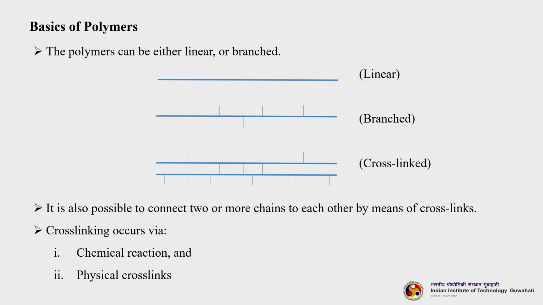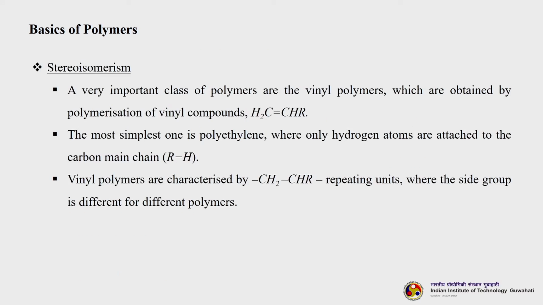The polymers can be either linear or branched. The linear looks something like this, and if it is branched, then they can be grafted to any one of the sides of the monomeric chain, and when it is cross linked, the structure looks something like this. It is also possible to connect two or more chains to each other by means of cross linking. Cross linking occurs by two methods, one by chemical reaction, another by physical cross linking.